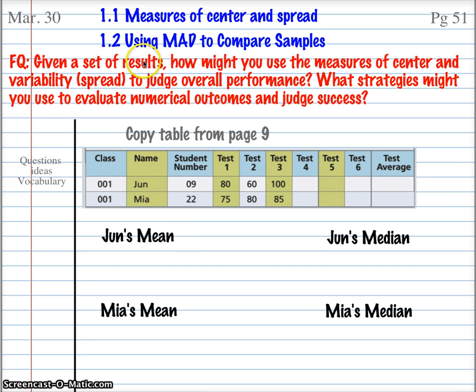I put them together because we're going to go through both of them at the same time, and it's important to see that they are very well connected. A lot of this is a review from 6th grade, but a lot of it is pretty tricky, so we're going to review it all over again. So, measures of center and spread, and using MAD to compare samples. Let's talk about center and spread first.